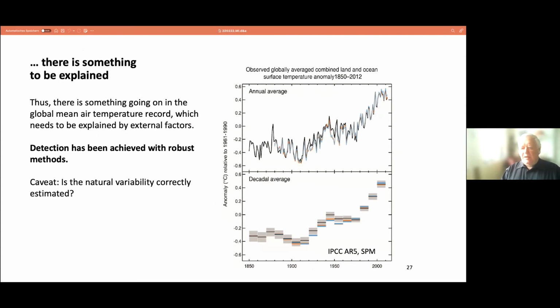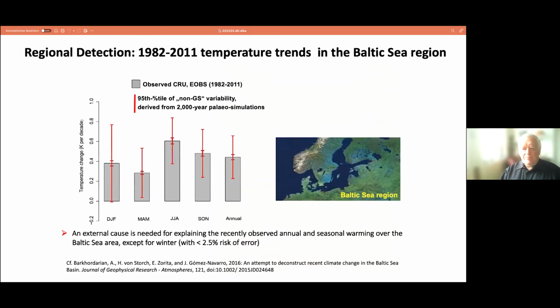So there's nothing sophisticated in this. And that means in the two diagrams of the IPCC AR5, there is something which is not due to internal reasons. Of course, the caveat is: is the natural variability correctly estimated? That's something we cannot definitively answer at this time, but we can say it is plausible that we did it well.